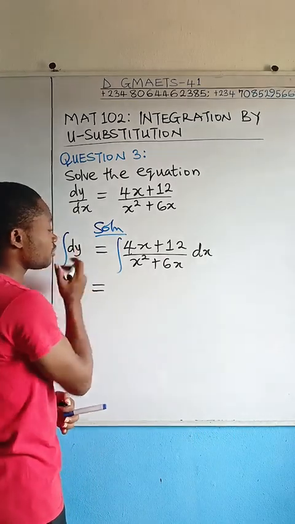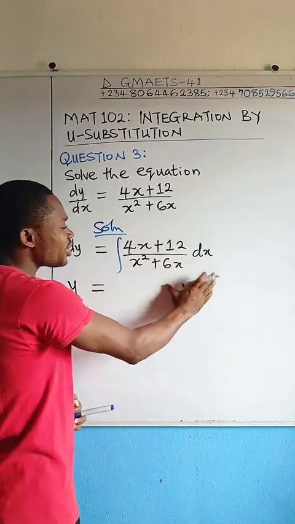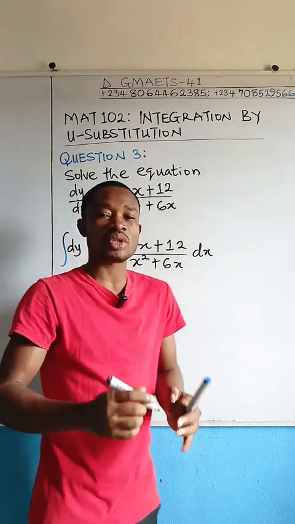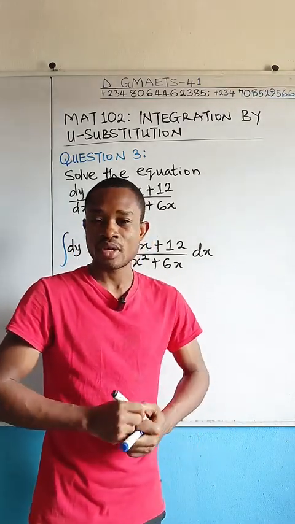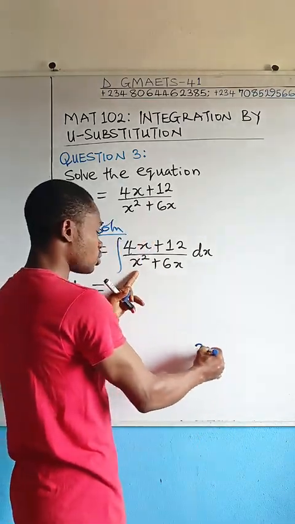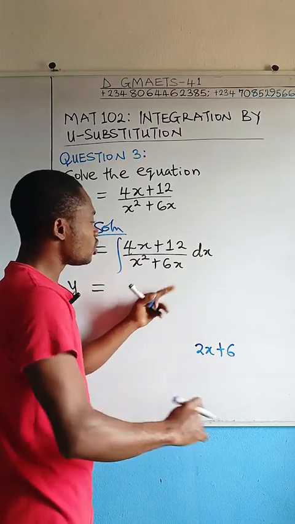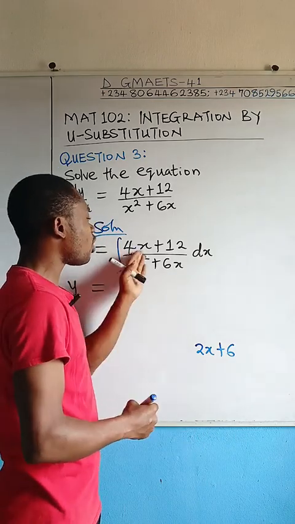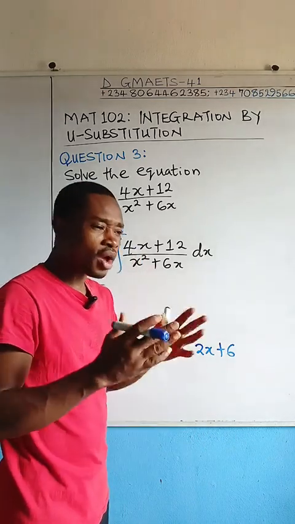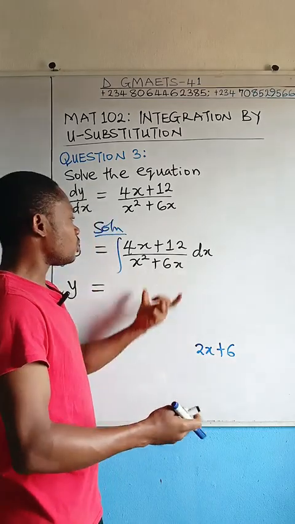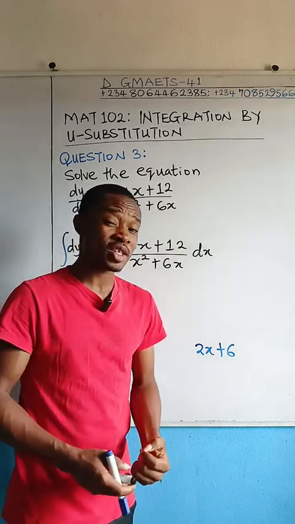So we have gotten the solution of this part, and then equal to, let's now look at this right-hand side. That is actually our major focus in this question. If you differentiate x squared, you're going to get 2x. Differentiate 6x, you're going to get 6. Now observe the numerator. What we have in the numerator is 4x plus 12. One may wonder, how come 4x plus 12 would be equal to 2x plus 6?